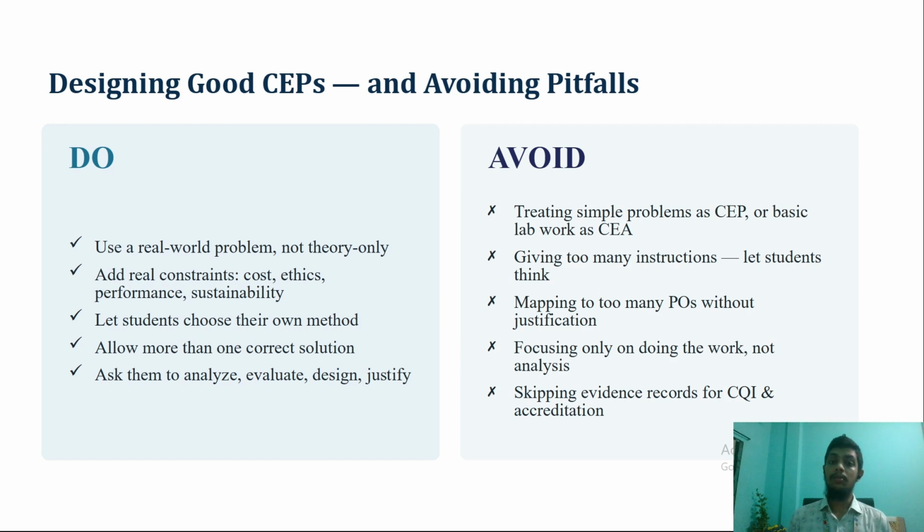And secondly, what should we not do? Meaning, what should we avoid? Treating simple problems as CEP or basic lab works as CEA, giving too many instructions. Let students think. Mapping too many POs without clear justification. Focusing only on doing the work, not analysis. Skipping evidence records for CQI and accreditation.